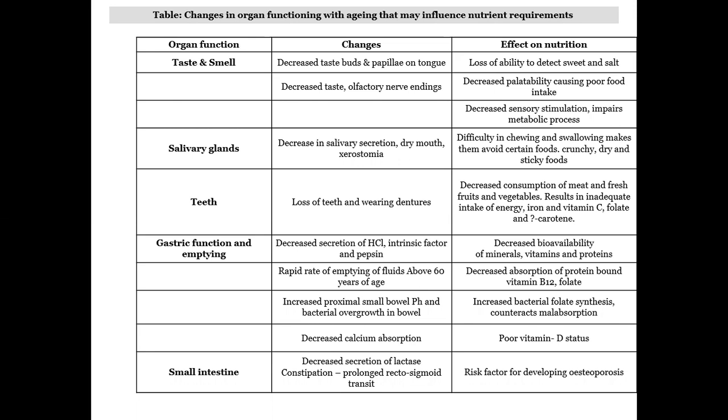Now, coming to salivary glands, there is a decrease in salivary secretion. They will suffer from xerostomia, that is dry mouth. So they will have difficulty in chewing, swallowing, etc. They might avoid certain foods like crunchy, dry, sticky foods, because they won't be able to eat them. And of course, they will lose a lot of their teeth, so they might have to wear dentures or artificial teeth. So they will have decreased consumption of meat, fresh fruits, vegetables.